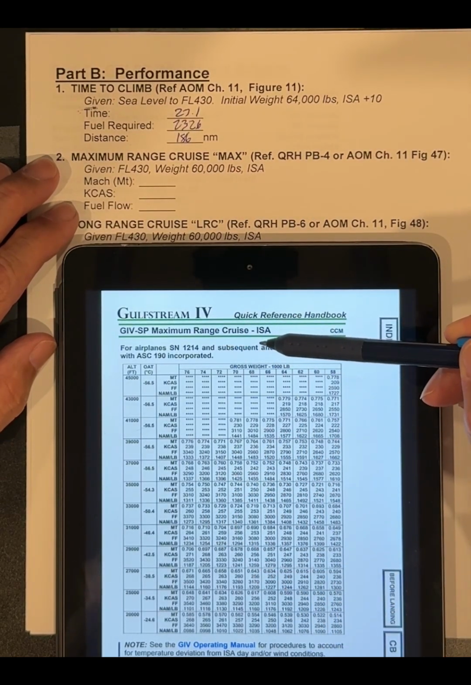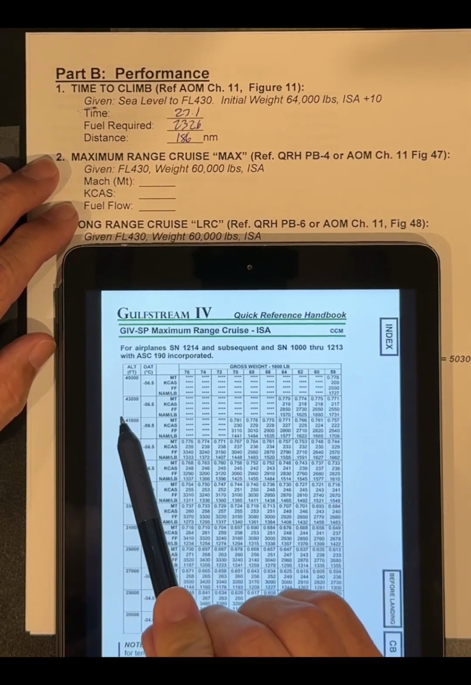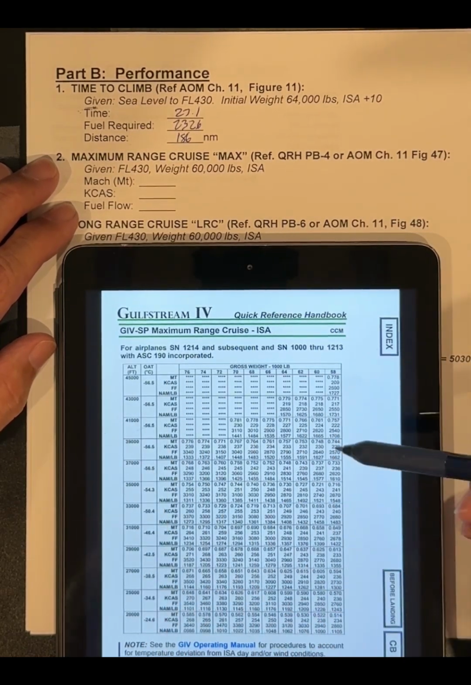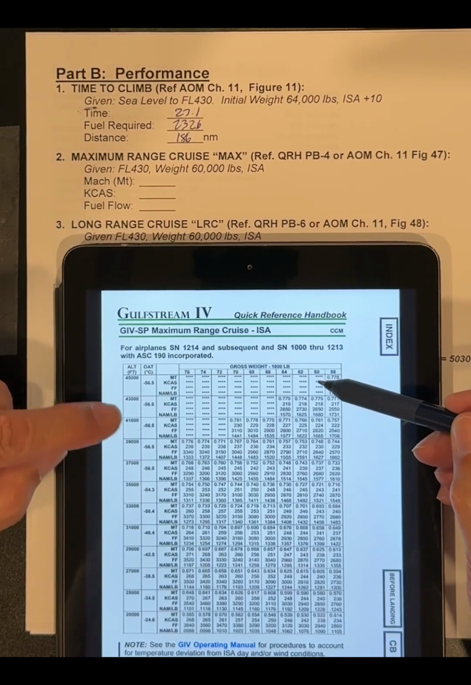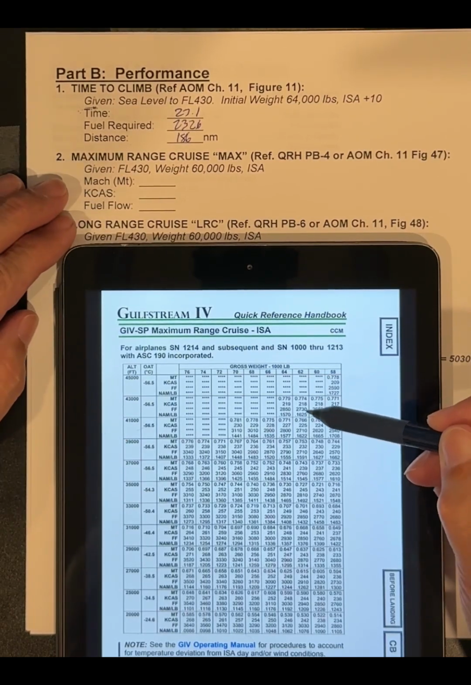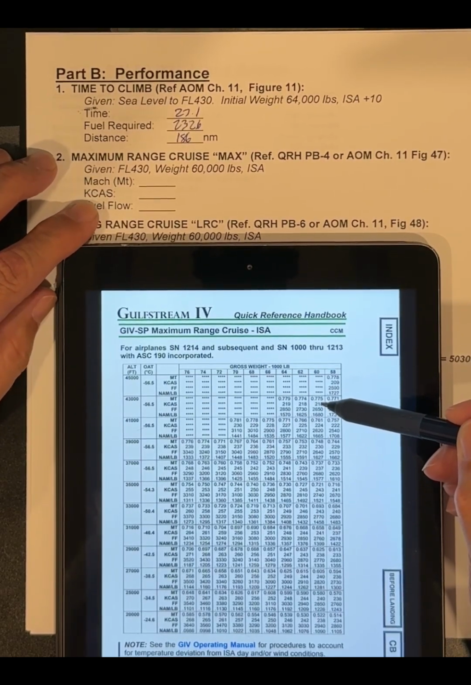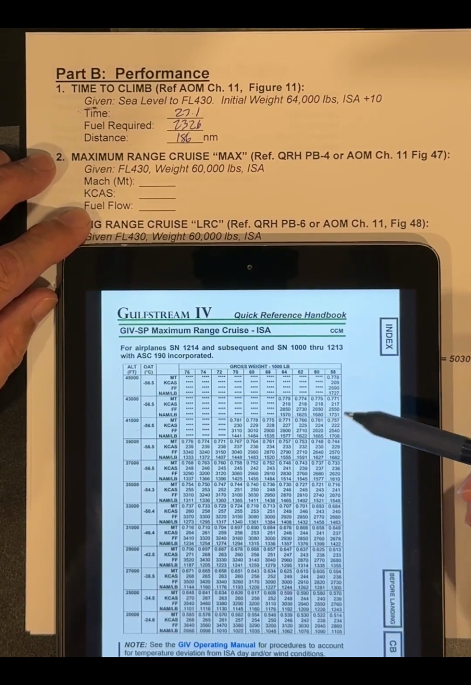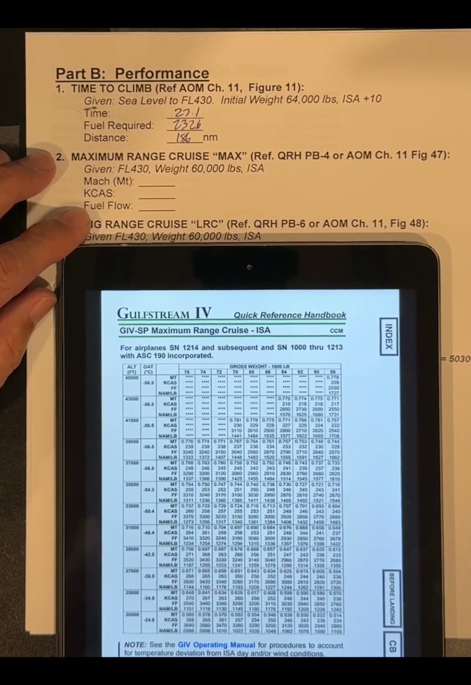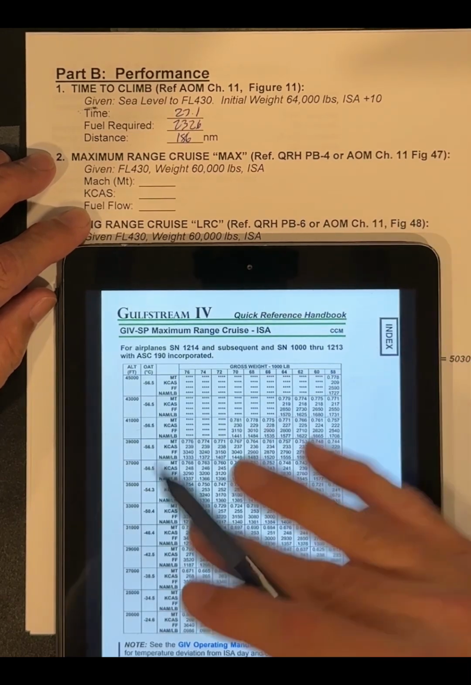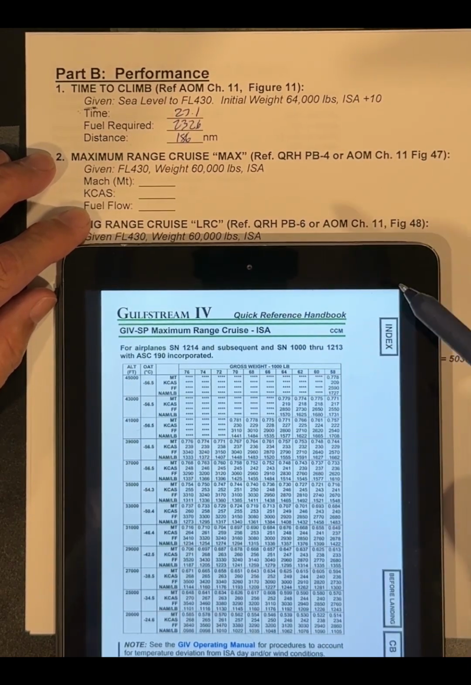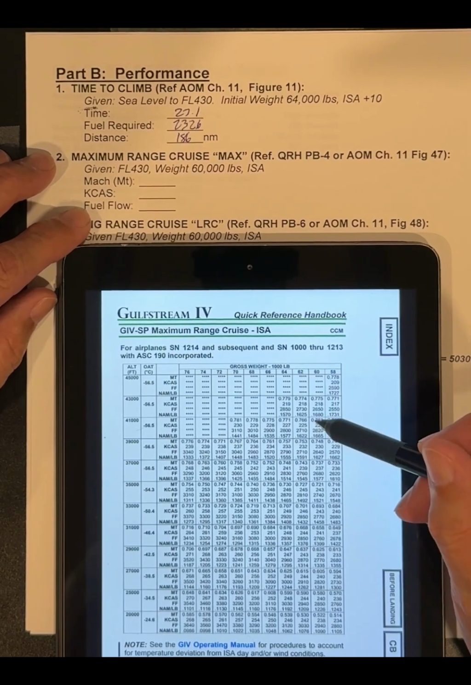There's ISA. We're at 43,000 feet, so we're here, 60,000 pounds. Let's find the numbers. There's 60,000 pounds. This is 43,000. This is all the information we want here. So the Mach is 0.775, the calibrated airspeed 218, and the fuel flow is 2650. Now, the fuel flow is 2650, and that's total. So 2650 divided by 2, we're looking at about 1325 per side, per engine. So there's our information. That's how we found it.